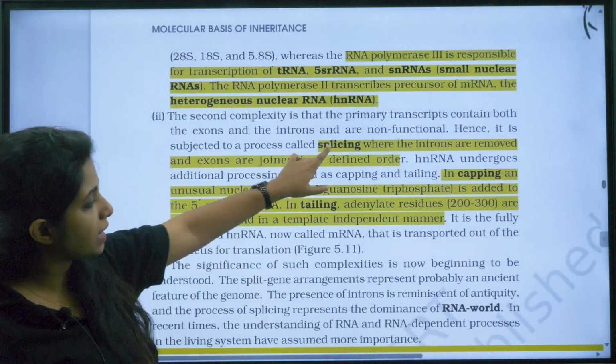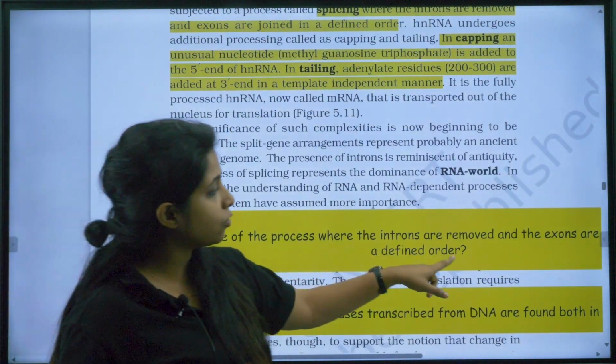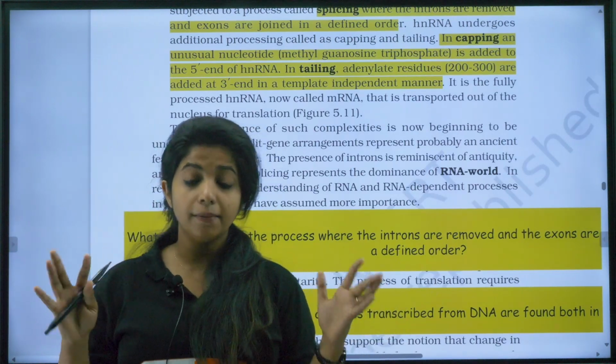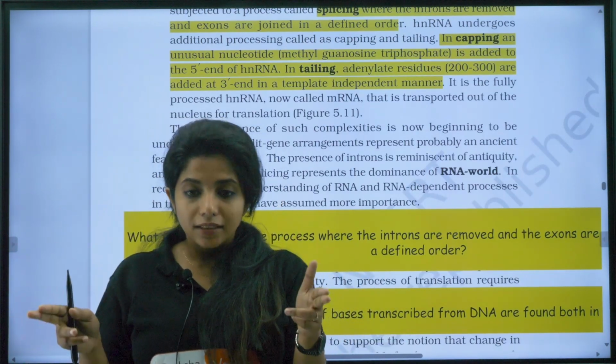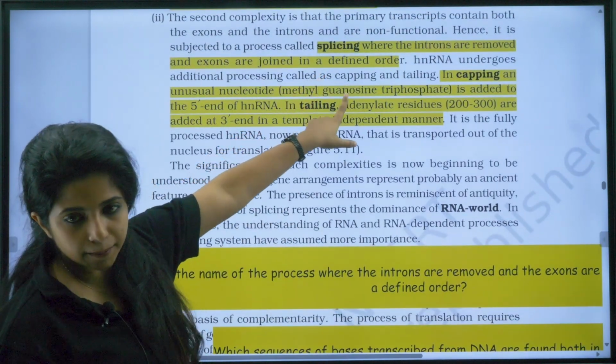Now there is something known as splicing, very much important. Questions have come like this: what is the name of the process where introns are removed and exons are kept in a defined order? Basically, this process is known as splicing, my dear children. What do you call this process? You call this splicing.